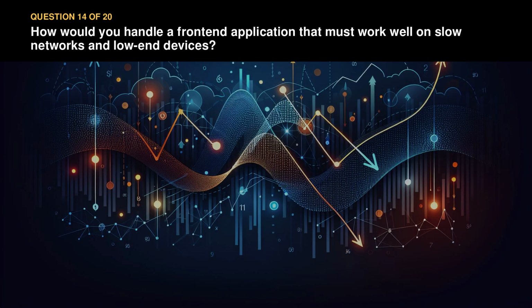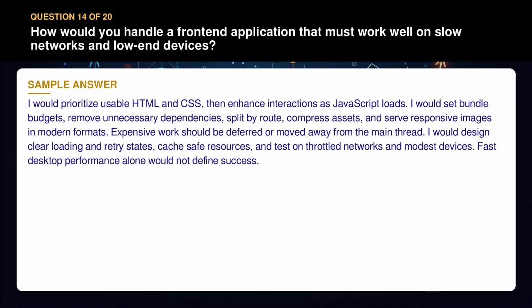Question 14. How would you handle a front-end application that must work well on slow networks and low-end devices? I would prioritize usable HTML and CSS, then enhance interactions as JavaScript loads. I would set bundle budgets, remove unnecessary dependencies, split by route, compress assets, and serve responsive images in modern formats. Expensive work should be deferred or moved away from the main thread.